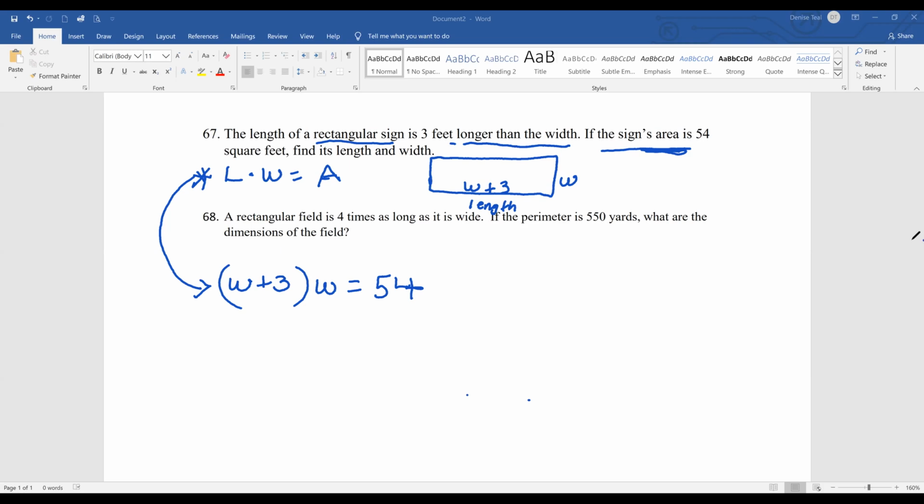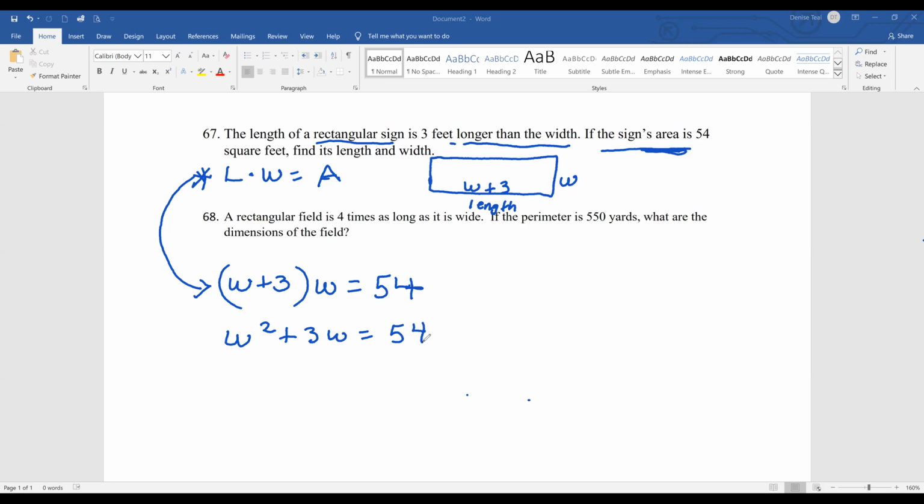So let's see. If we look at this and multiply this out, we're going to have W squared plus 3W equals 54. And one thing that you might want to look at here is that you have a quadratic. So how do you handle this quadratic? This is almost like if you had this as a quadratic form, what do you have to do first here?